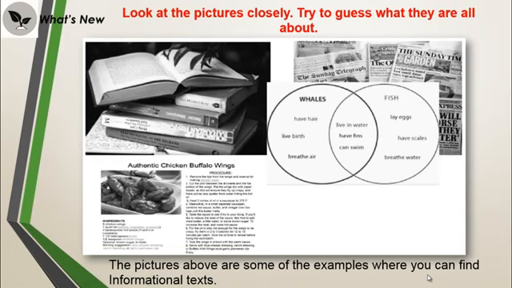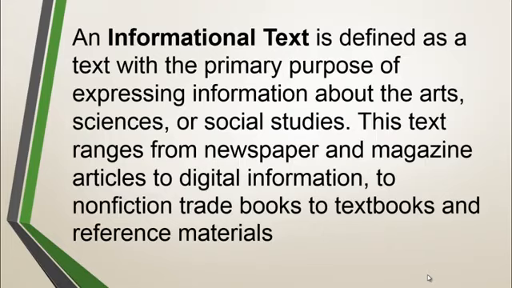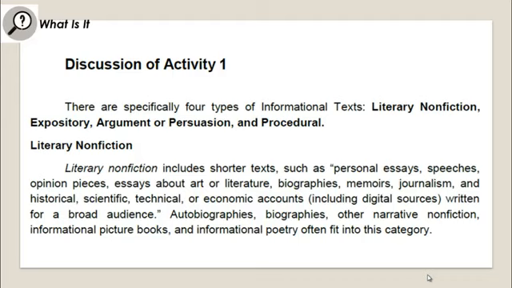Look at the pictures closely. Try to guess what they are all about. The pictures above are some of the examples where you can find informational texts. An informational text is defined as a text with the primary purpose of expressing information about the arts, sciences, or social studies. This text ranges from newspaper and magazine articles to digital information, to non-fiction trade books to textbooks and reference materials. Discussion of Activity 1.